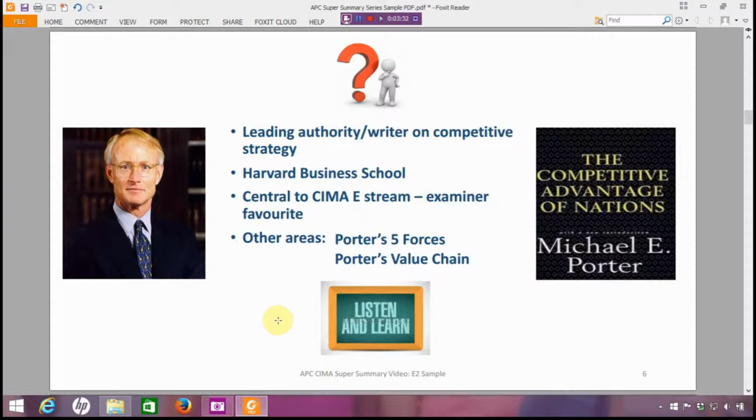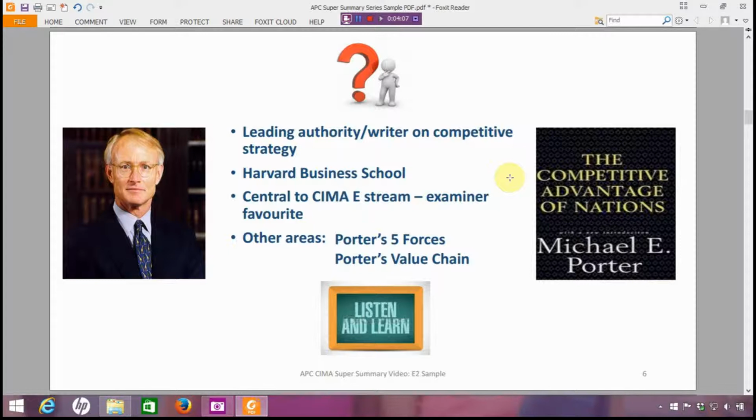So his key book over the last 30 years is on the right-hand side here, The Competitive Advantage of Nations. And that's where Porter's diamond comes from. And within that book, he really details what are the main factors that make one nation more competitive in a particular field or industry than another. And it's so important, as mentioned within your E-stream studies, that you recognize that Porter's diamond, and indeed everything that Porter says, is central. It's an examiner favorite.